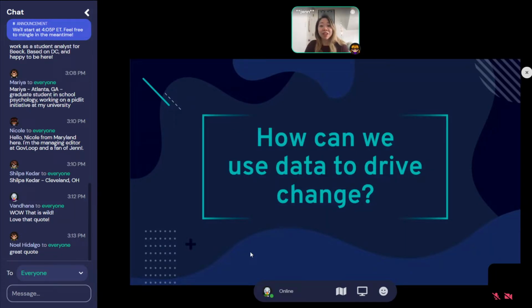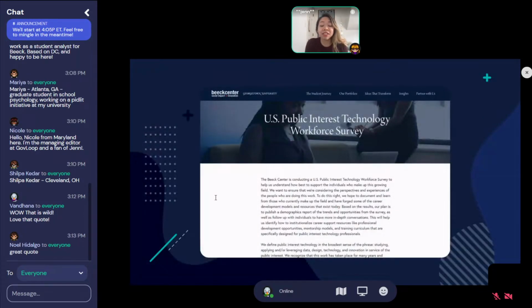All right, so now that I've set the stage and background, how do we use data to drive the changes I'm talking about? Last November, the Beck Center put out a US public interest tech workforce survey. Our hope was to capture the demographics, experiences, backgrounds, and equity and inclusion sentiments of the people working in this field. Especially because this field is growing, we recognize we have the opportunity right now for organizations, leaders, and individuals in this space to do better. We also recognize the power of data, that we'd be able to glean insights and takeaways and help shape what we work on.